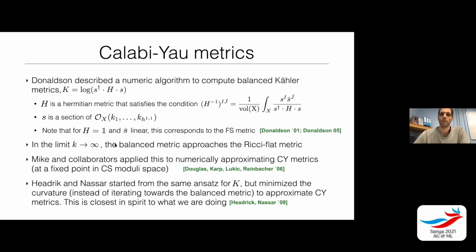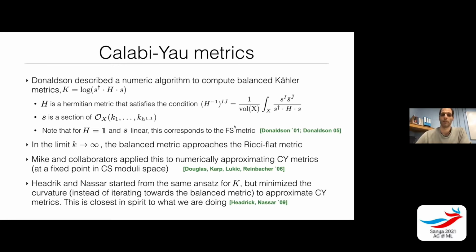So in the k goes to infinity limit, this procedure of constructing balanced metrics actually approaches the Ricci-flat metric. So now there is no reference to the Monge-Ampère equation in here, or to the Ricci curvature directly. But it can be shown that if you take higher and higher sections here, this metric, the balanced metric, approaches the Ricci-flat metric. So this was used by Mike and collaborators to numerically approximate Calabi-Yau metrics at some fixed point in Kähler moduli space.